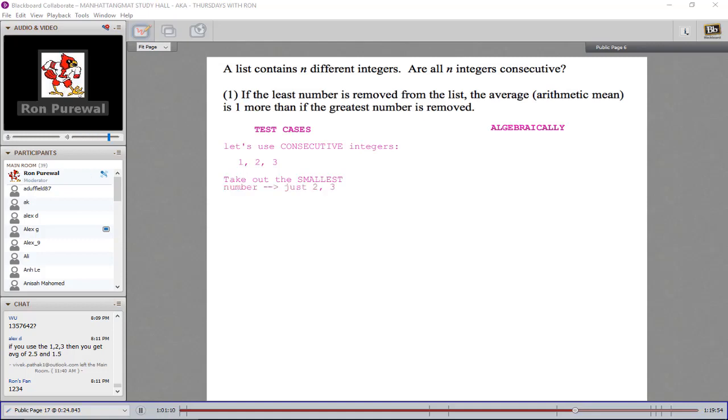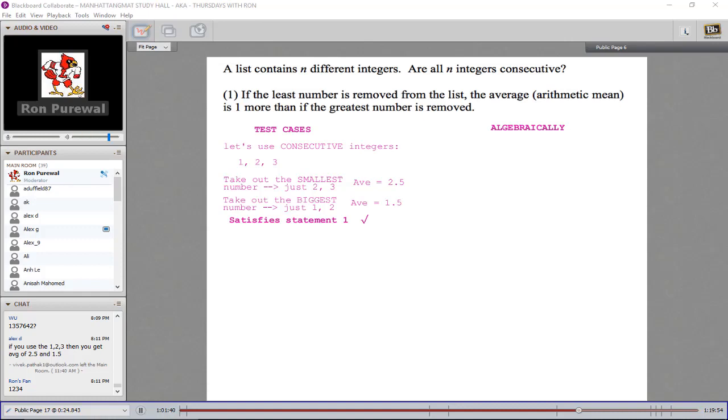If you take out the biggest number, that leaves you with just 1 and 2. The average is 1.5. So this satisfies the statement, and they are all consecutive.